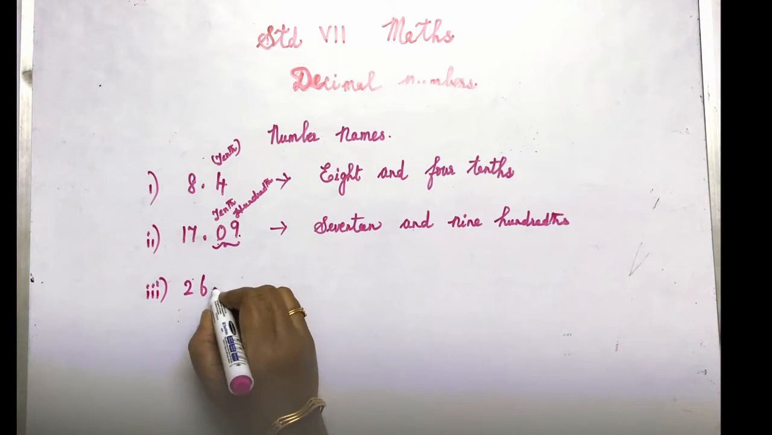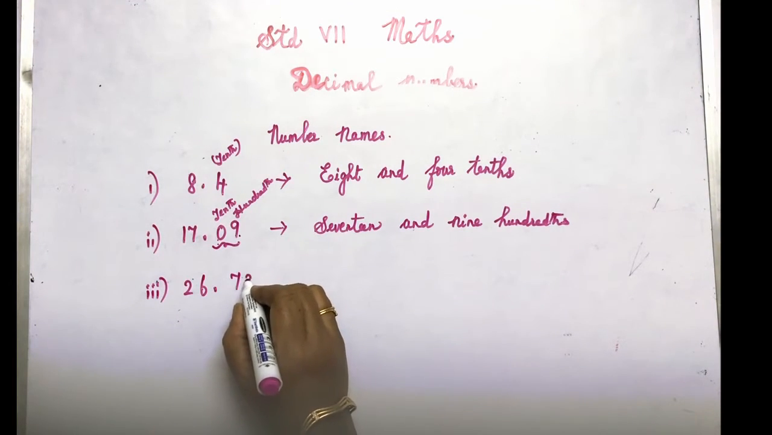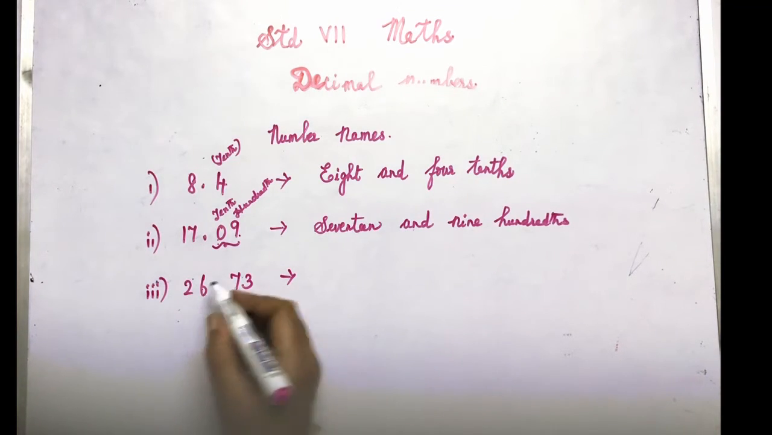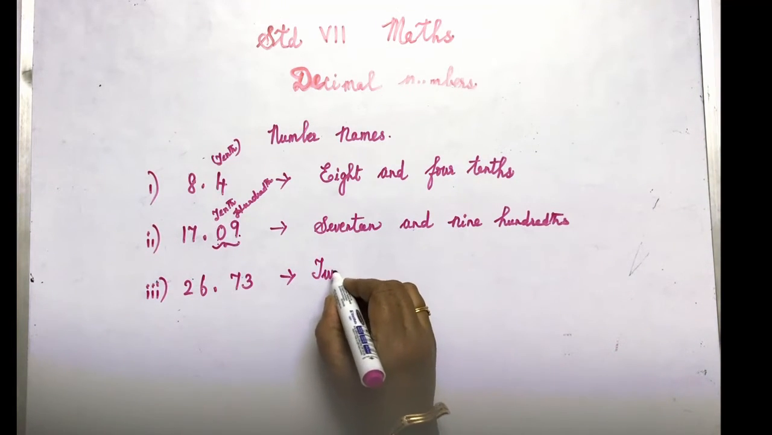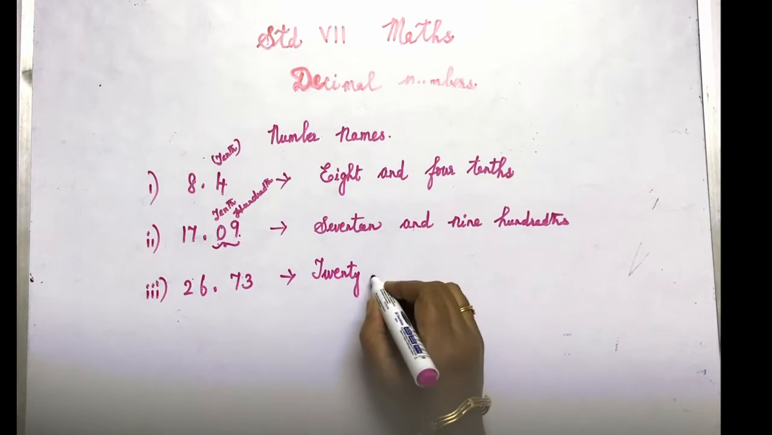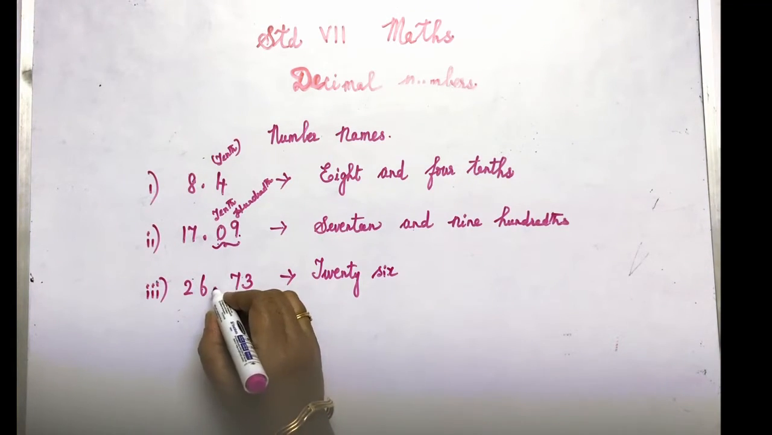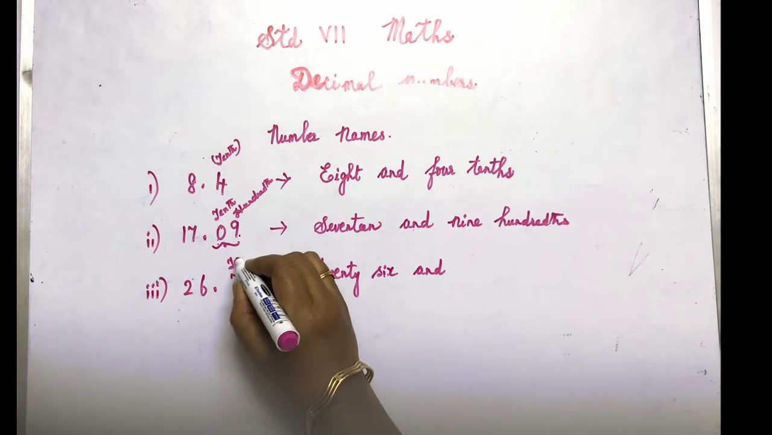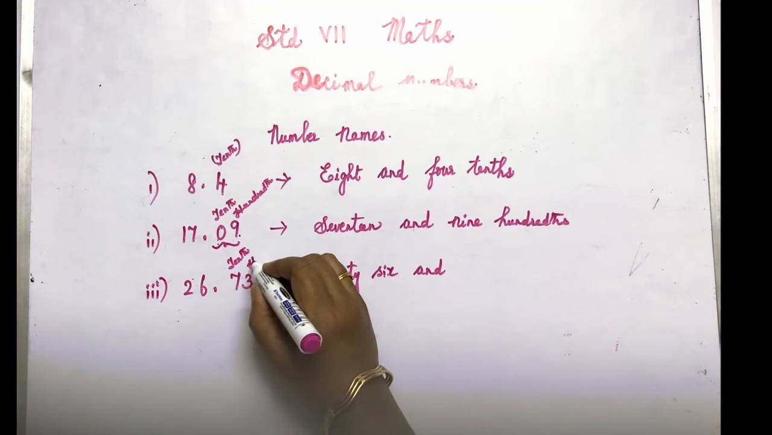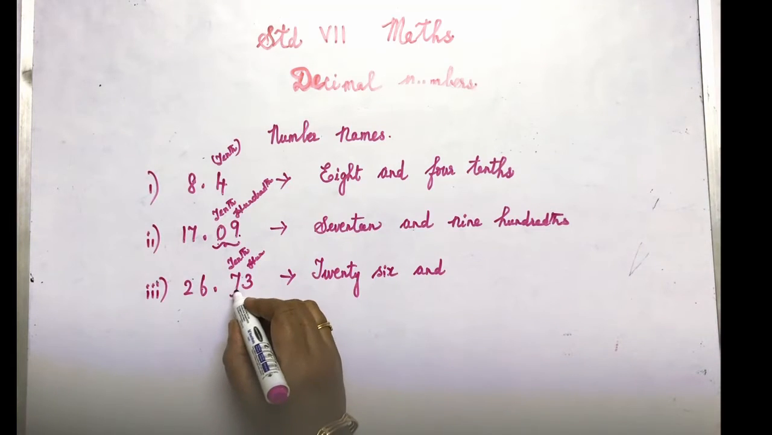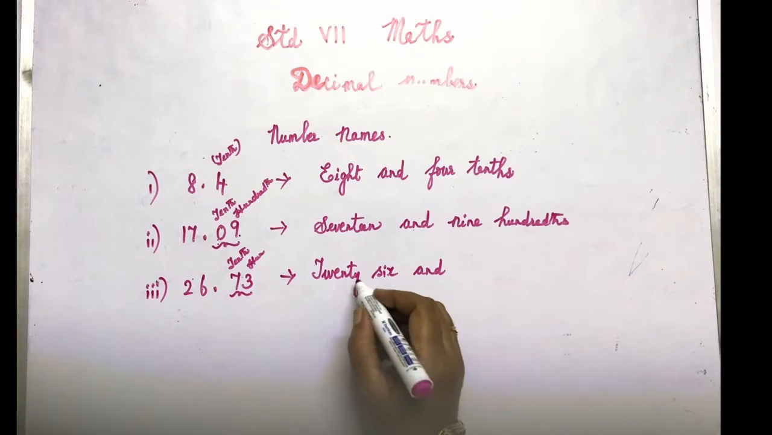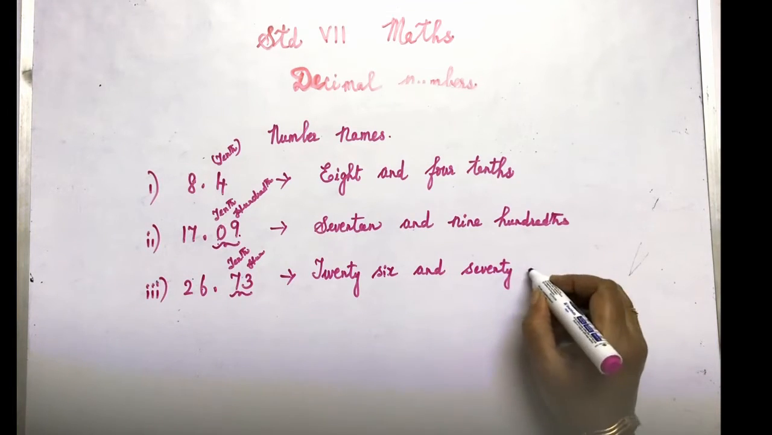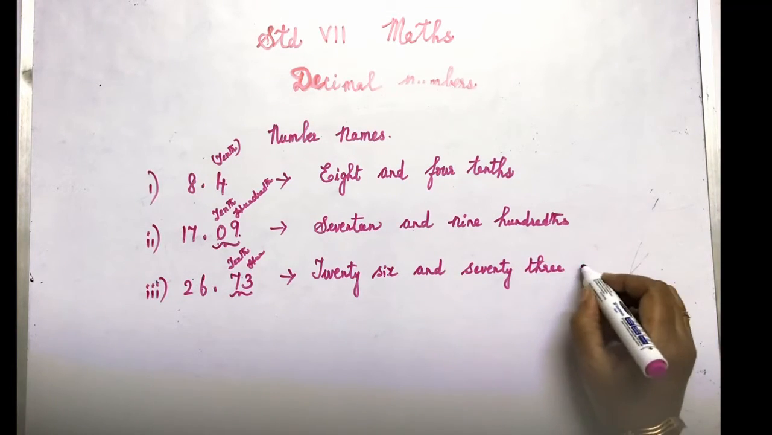Now 26.73. Before the point we have 26, that should be read as 26 itself. So 26, and whenever the point is there we have to write "and". Now what are the place values here? Tenths place, hundredths place. So what is the number? 73. So 26 and 73 hundredths.